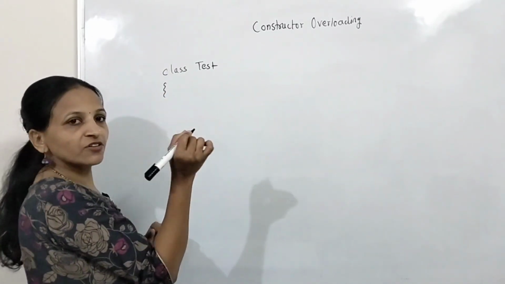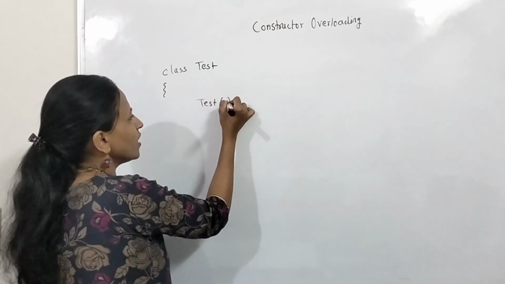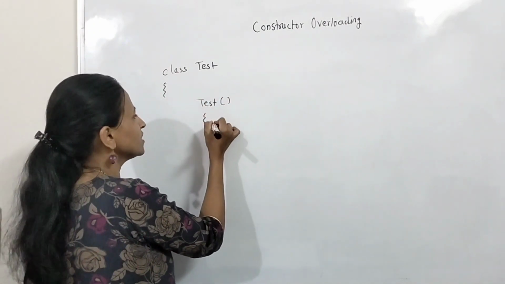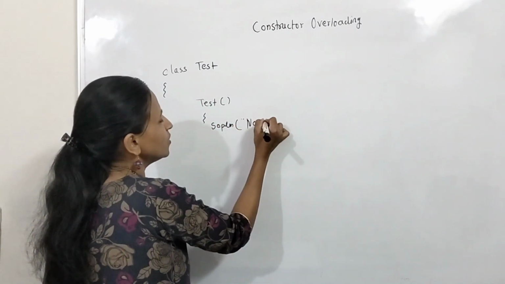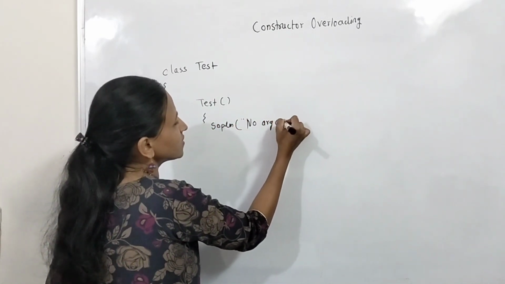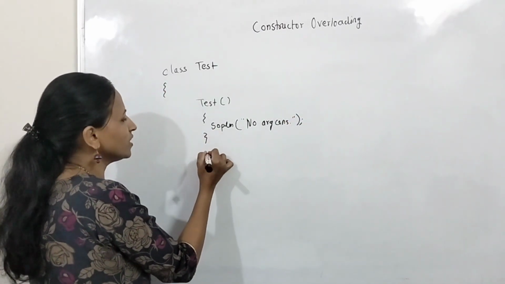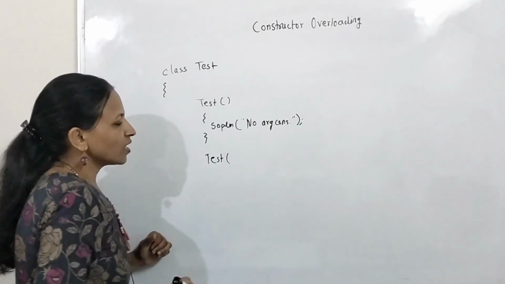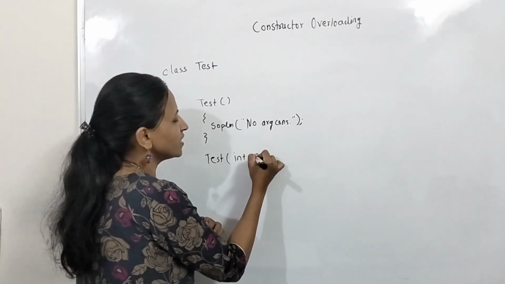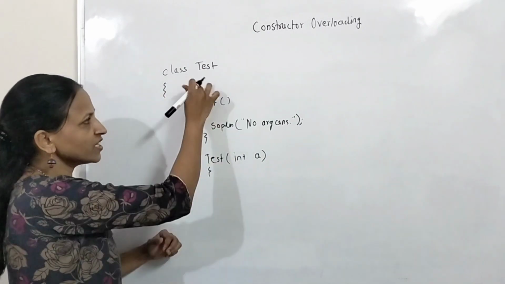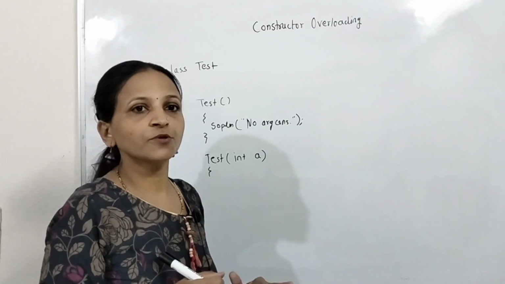Here, first I am writing one constructor, let's say Test with no argument, and here I am just displaying one message with System.out.println: "no arg constructor", in this way. Okay, that's it. Now I am writing one more constructor here, and for that I am passing one integer value, not for initialization, just to try to understand the concept only.